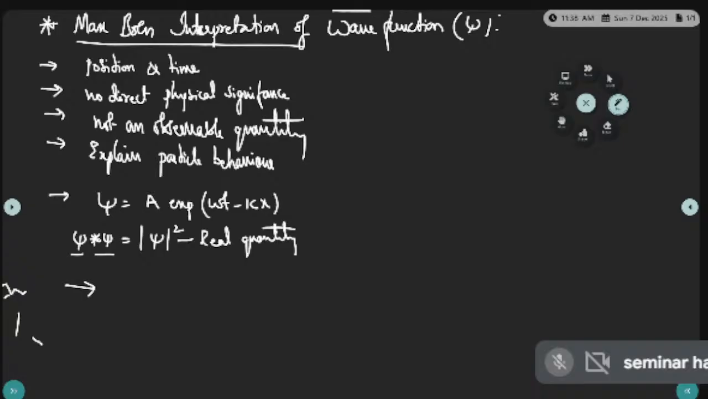Psi is a complex valued function. You can write that statement here before the previous one. Psi is a complex valued function. Next.